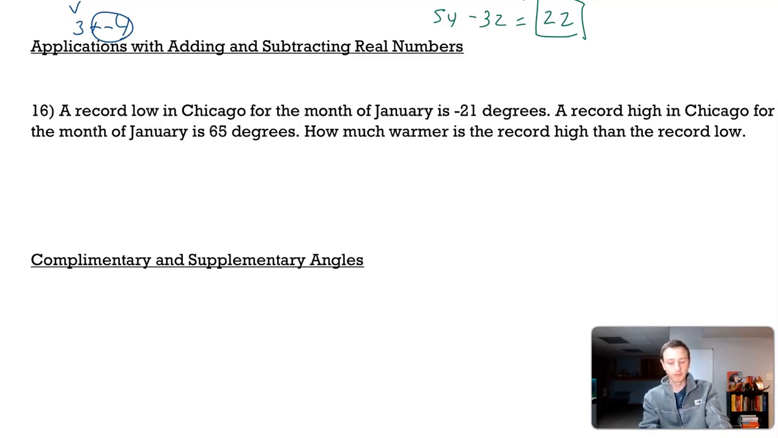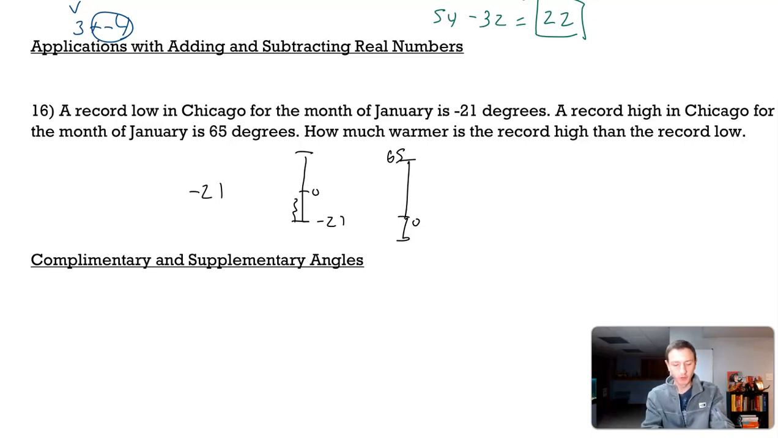So record low in the month of January is negative 21 degrees. So if I'm looking at a thermometer here, here's 0, I'm at negative 21. The record high is 65. So what we want to know is how much higher is the record high than the record low. So what is this distance? If I put 65 on the same thermometer here, what is this distance from here to here? From 65 all the way through negative 21.